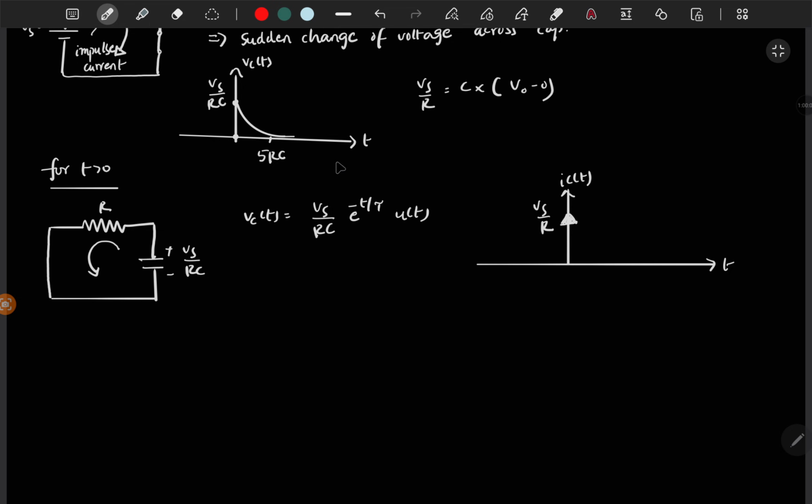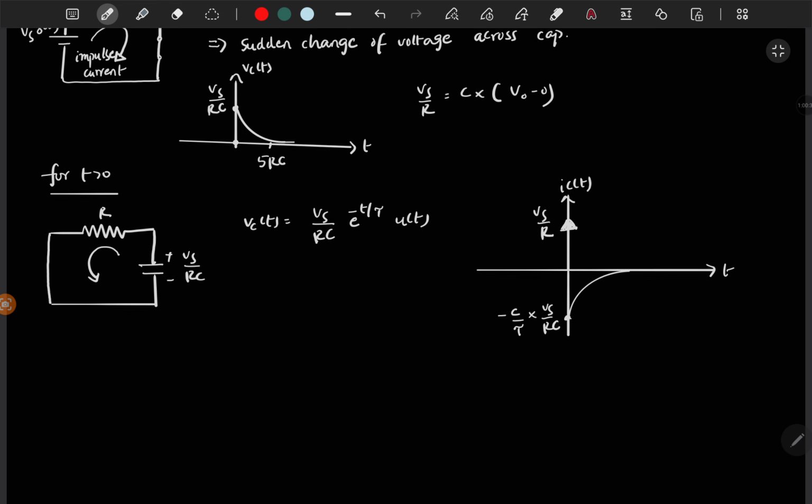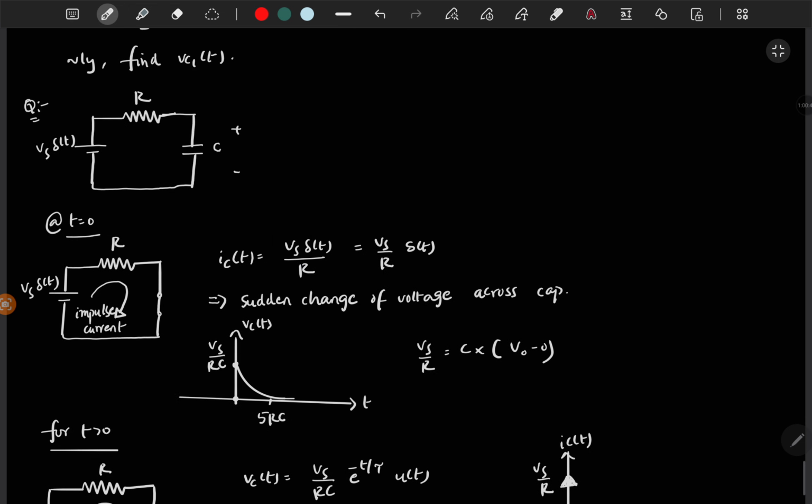And since it is discharging, which means the slope is negative, the current should be negative. It should go to 0, and this value is minus C by tau times Vs by RC. This is how this circuit will behave.